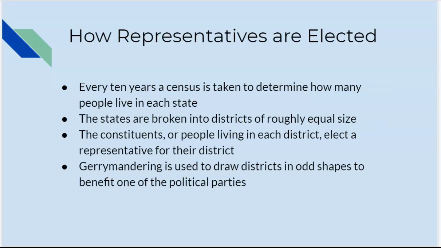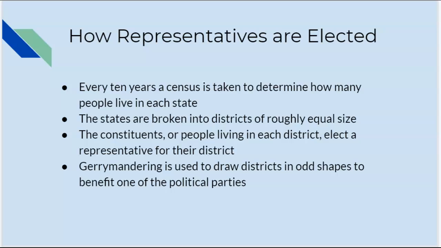So then let's go back to the House of Representatives. How are representatives elected? Like I said, representatives are based on population. Every 10 years, a thing called a census is taken, and this determines how many people live in each state. The states are broken down into districts of roughly equal size, and each district has a representative that goes to the House of Representatives. And the constituents, or the people that live in each district, get to elect the representative for their district.